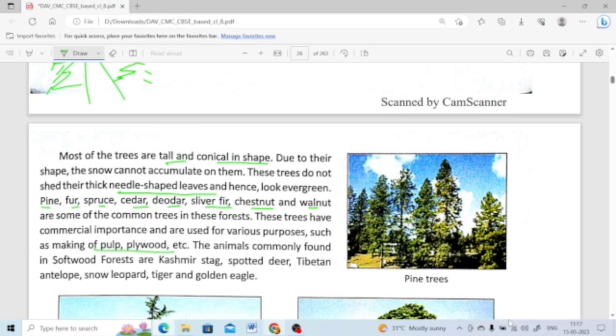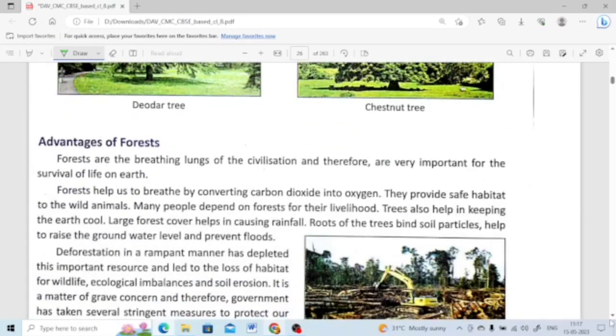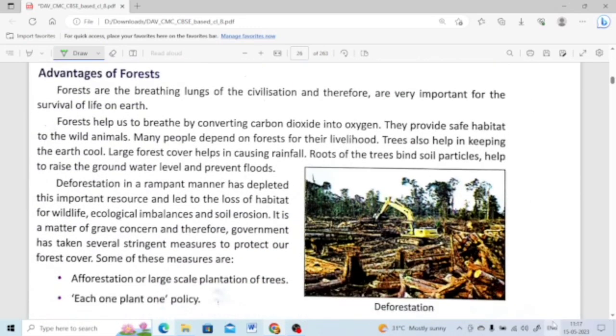The animals commonly found in softwood forest are Kashmir stag, spotted deer, Tibetan antelope, snow leopard, tiger, golden eagle, etc. Now, as we have completed the different classifications of forest, what were these? Temperate softwood forest, Mediterranean forest, tropical deciduous, and tropical evergreen or tropical rainforest. So these were the four types.